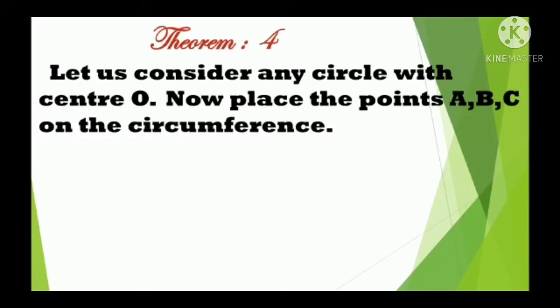So our first theorem is here. Let us consider any circle with center O. Now place the points A, B, C on the circumference. Okay guys, what is circumference? Circumference is the boundary of the circle. So we have to place any three points A, B, C on the boundary of the circle, that is, the circumference.